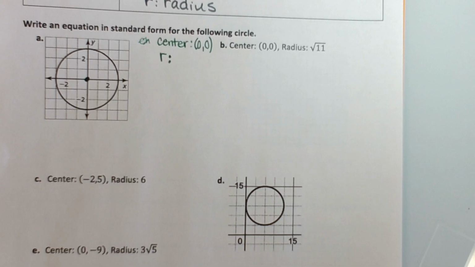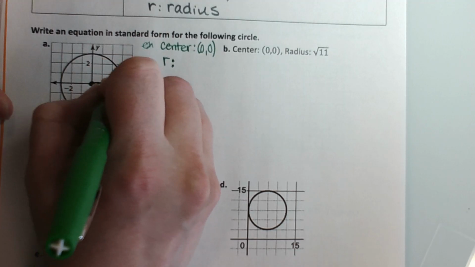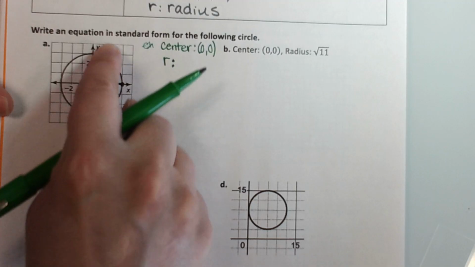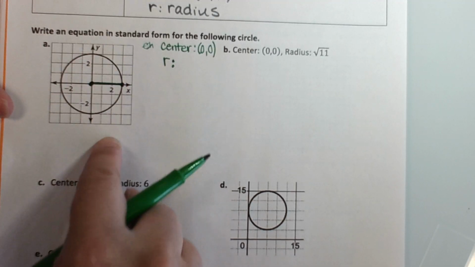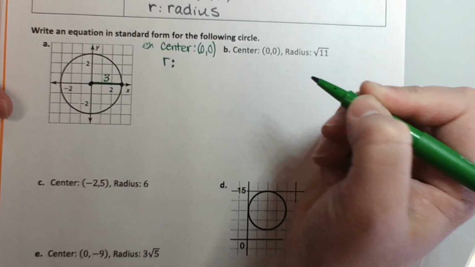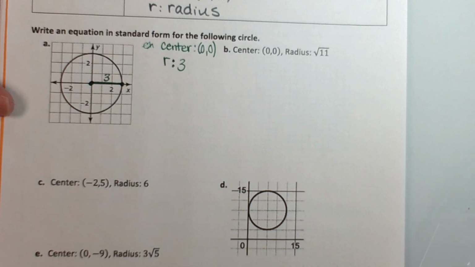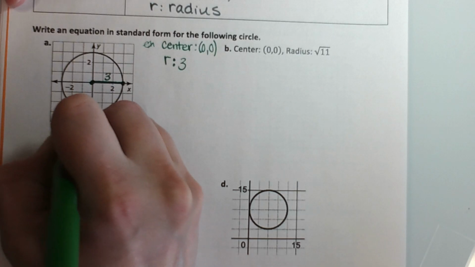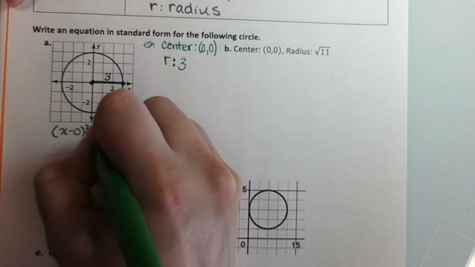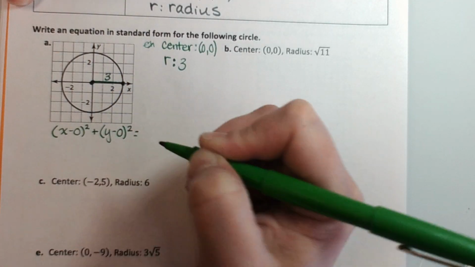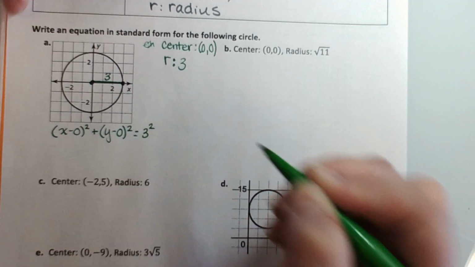Now if I go at an angle, that's hard to find. But if I go horizontal or vertical, I should be able to count it. Distance from here to here? Not 2. 3. The 2 is telling you that each of these lines is counting by 1. 1, 2, 3. That distance across is 3. So, my equation, since the center's at 0, 0, would go (x minus 0) quantity squared, plus (y minus 0) quantity squared, equal to 3 squared.